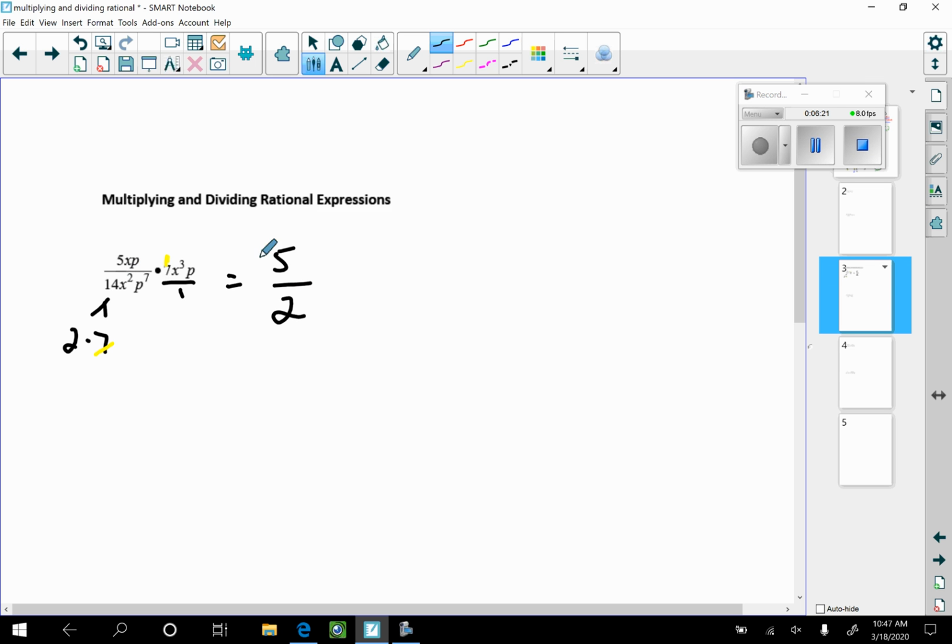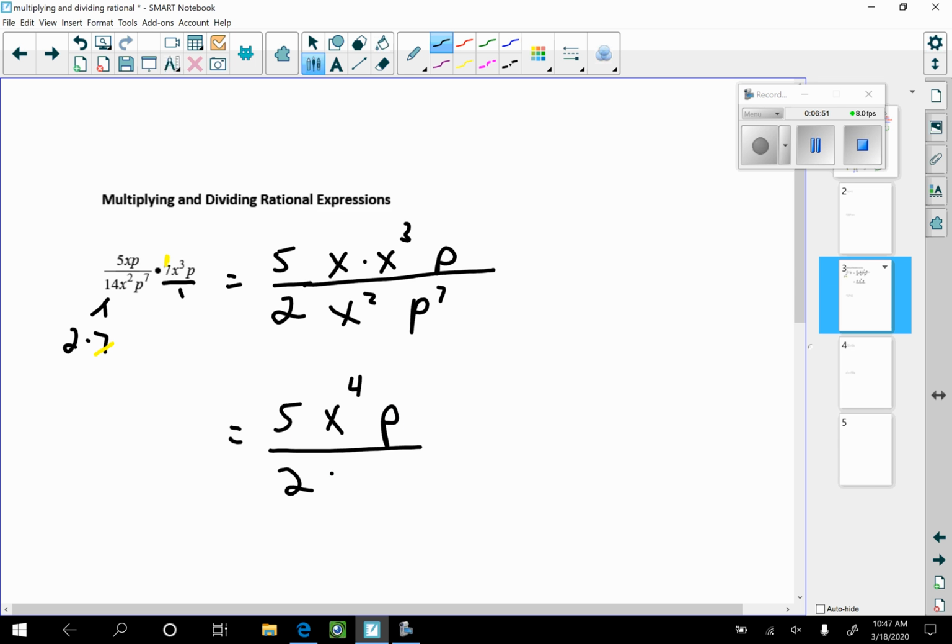And let's look at these X's. Here, left on top, I have an X times an X cubed. We've done a lot of these problems before. And I have a P on top. And then on the bottom, I still have an X squared. And I have a P to the 7th. Now, we've been doing this for weeks. So what do we have here? Just to write out a step, it's really not necessary, but I'm going to do it just to help you out here. This is going to be X to the 4th, P over 2X squared, P to the 7th.